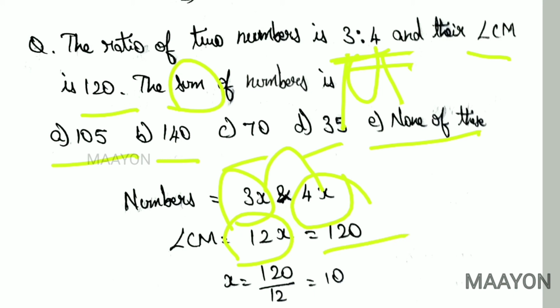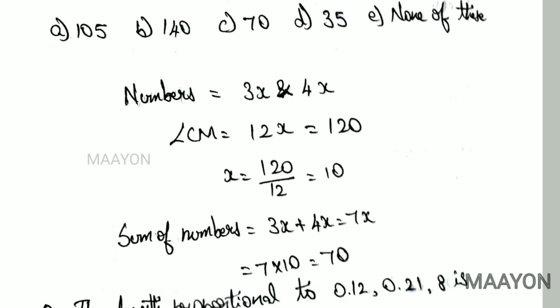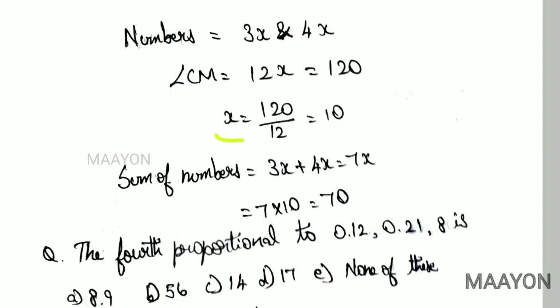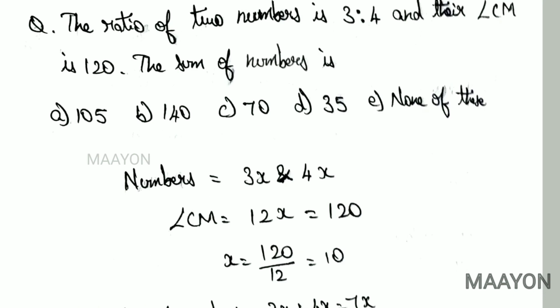12x is equal to 120 because the LCM is given as 120. Now x would be 120 by 12, which is 10. We found the value for x. Now let's solve further. When x is equal to 10, we have to find the sum of the numbers. So the first number 3x plus the second number 4x is 7x. x is 10, substituting, 7 into 10, 70 is the final answer. Then option C is the right answer.